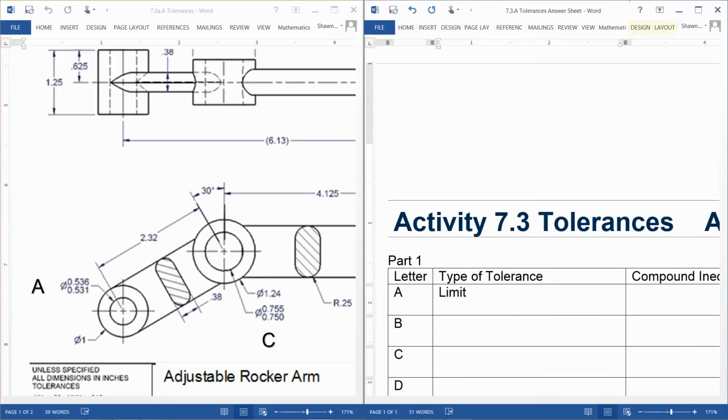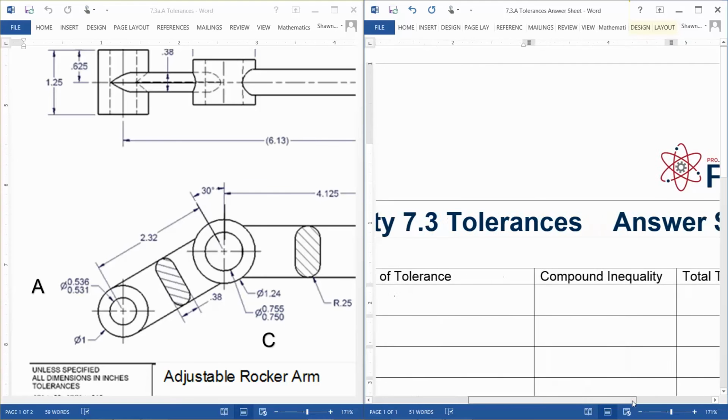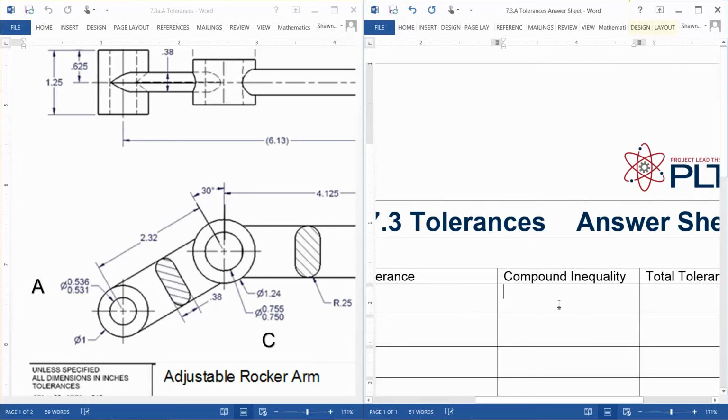Now, the next thing they want us to do is write down the compound inequality. And what they mean by this is what range of values would actually fit in that hole right here. So we're talking about this hole. What is the range of values that could fit in there? Well, they're telling us the greatest one could be 0.536, and whatever we're going to put in there has to be smaller than that.